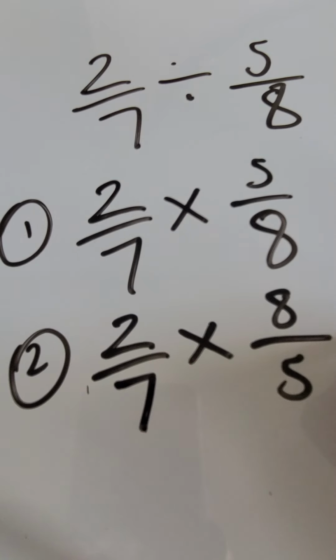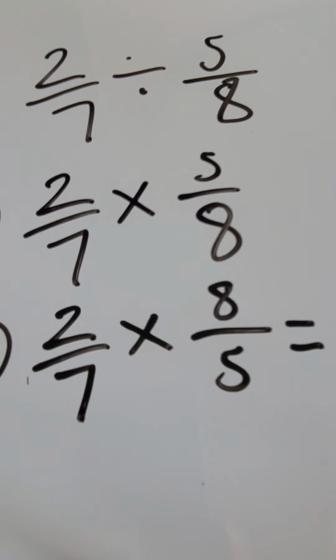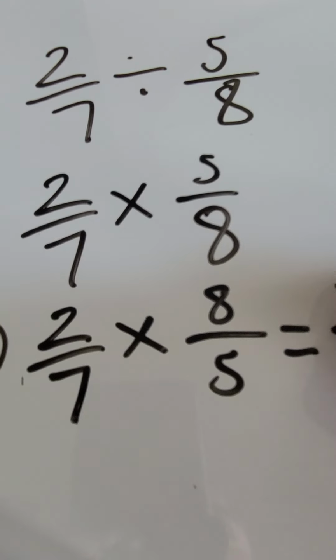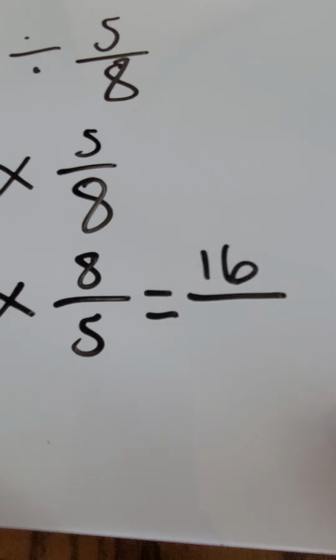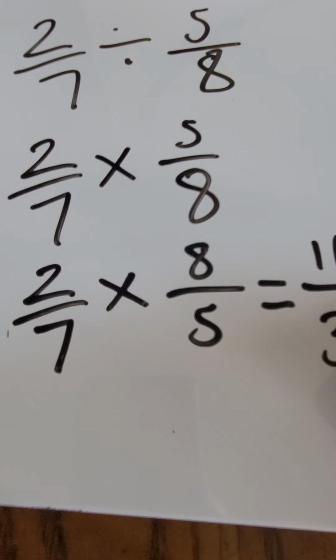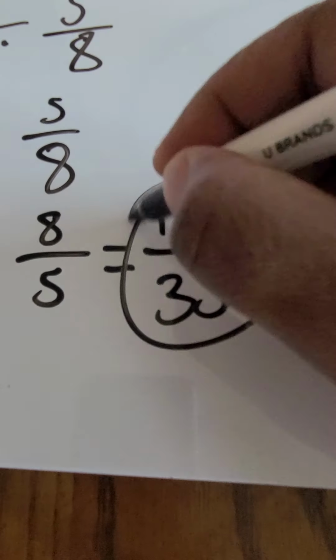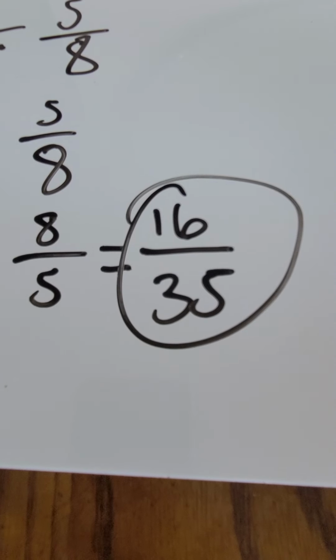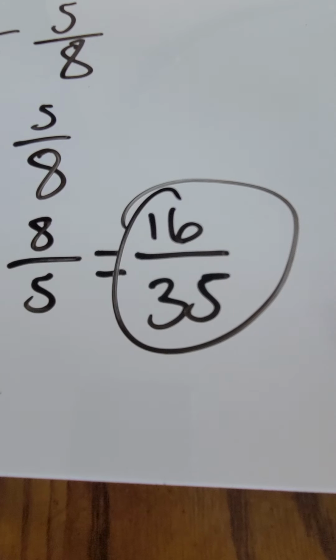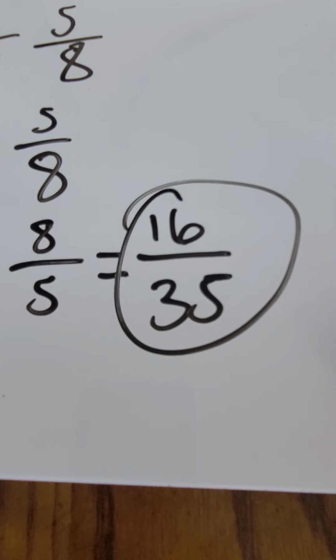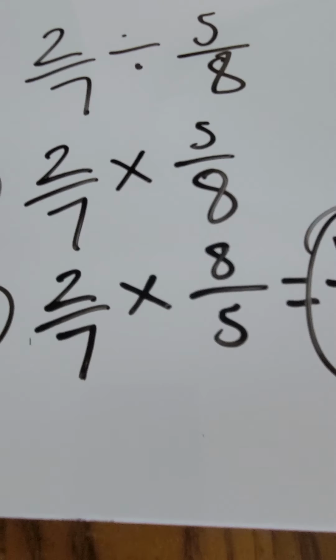Okay, can we reduce anything? No, so we'll just multiply regularly. So we have 16/35. Okay, so that will be our final answer. No reduction here. Can't be simplified any further. Okay, and that's pretty much it.